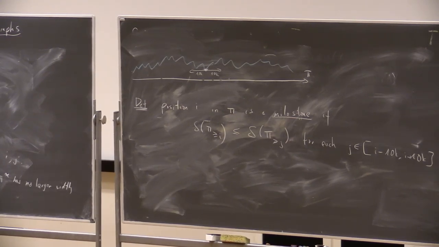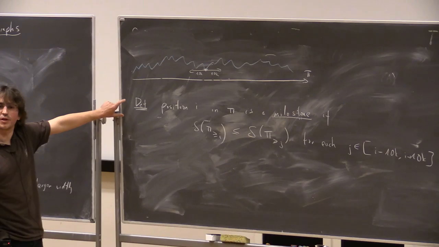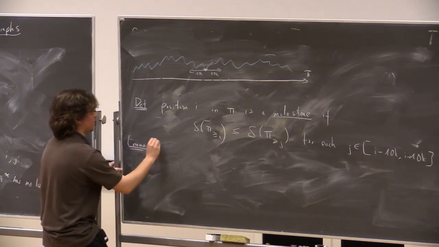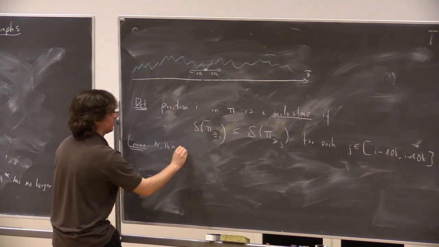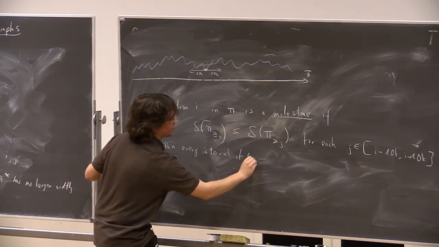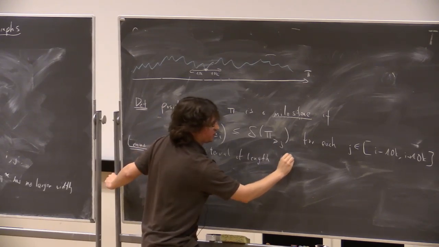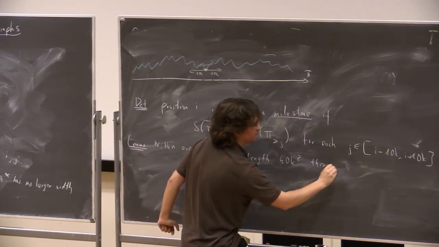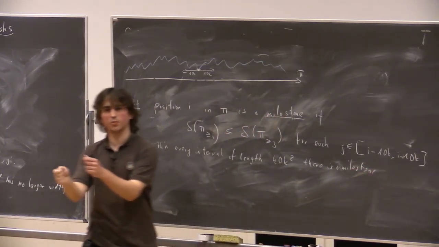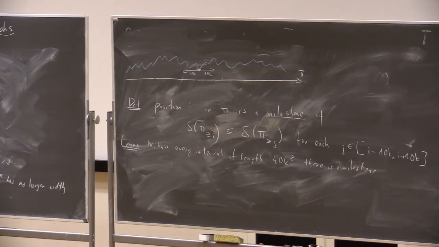Good. So one easy observation about this is the lemma: within every interval of length, I don't know, 40k square, there is a milestone. If I'm looking for locally optimum cuts in this ordering, they're almost everywhere. Every order of k square vertices, I can find such a milestone. Why so? Well, the proof is actually quite cute.